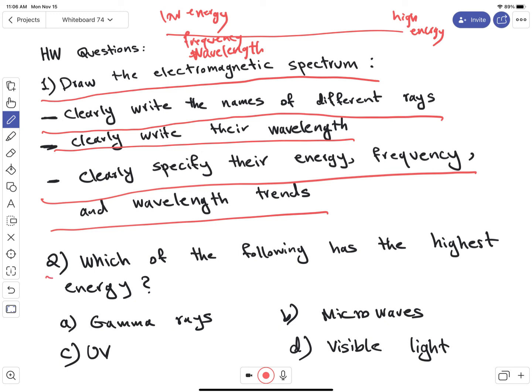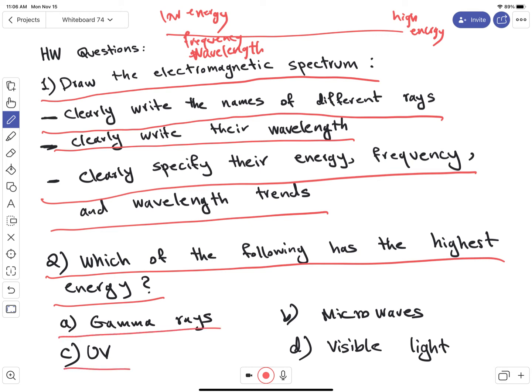And then number 2, which of the following has the highest energy? Gamma rays, UV, microwaves, visible light. You're going to see a question similar to this in your exam, whether I say which one has the highest energy, or highest frequency, or lowest energy, lowest wavelength. So if you just learn that graph that I drew, the spectrum, you should be able to answer this question too. Is everyone good with this? Can I just go to the next page, or are you still writing? Yes?